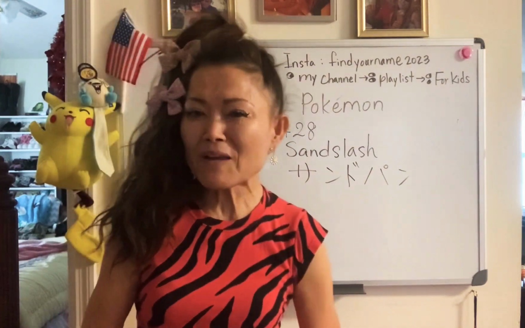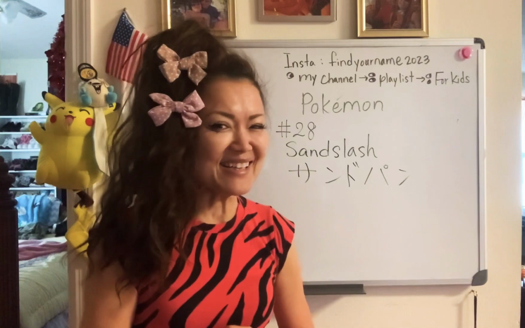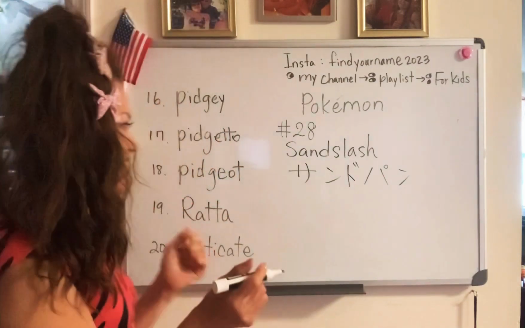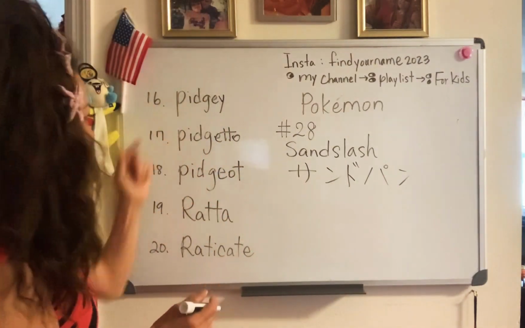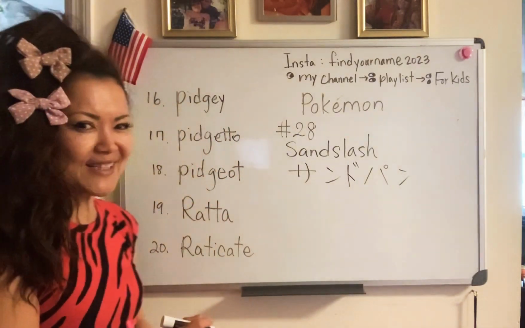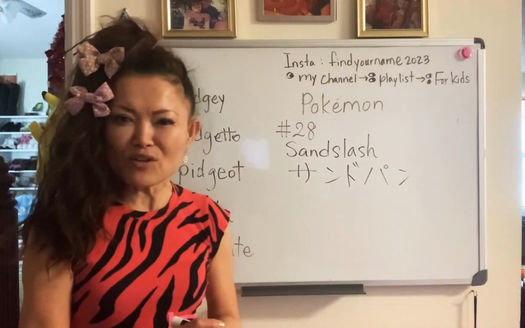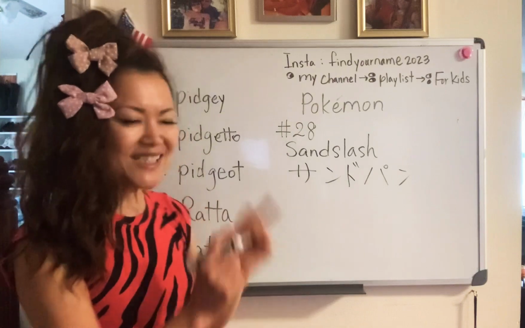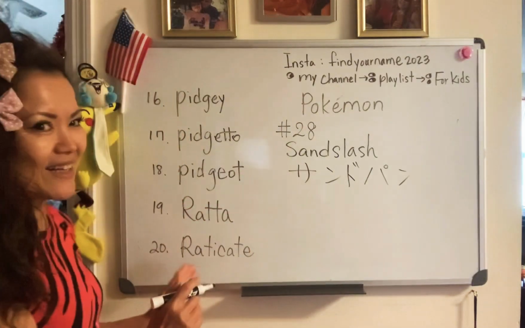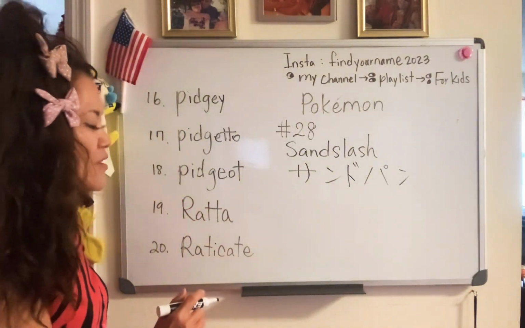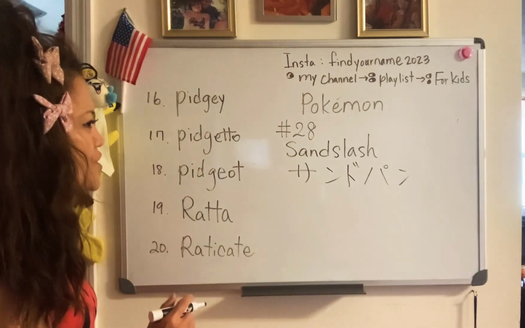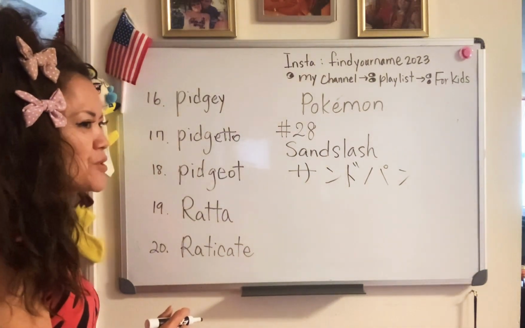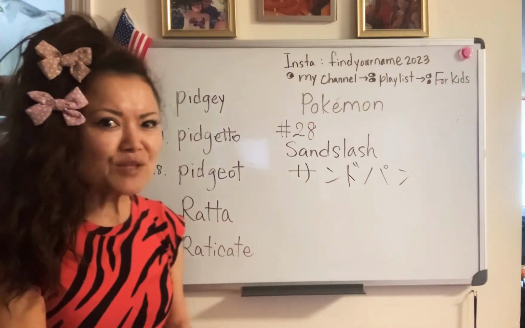Okay, time for the review. Are you guys ready? Yes, I am ready. You ready? Aza! Let's do it. Okay. Review this time, number 16 to 20. I will review several times, 11 to 15, this time 16 to 20. All right, are you guys ready? Okay, number 16, Pidgey. Do you remember?